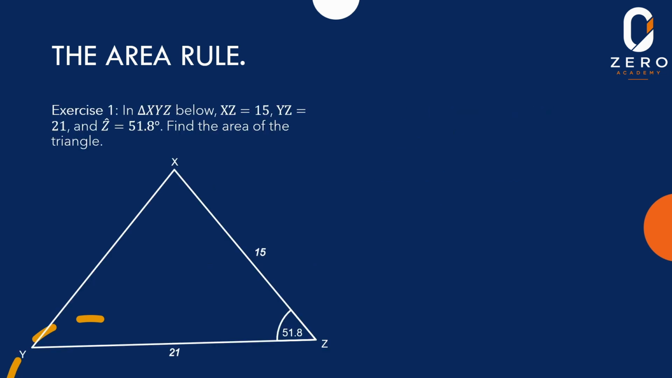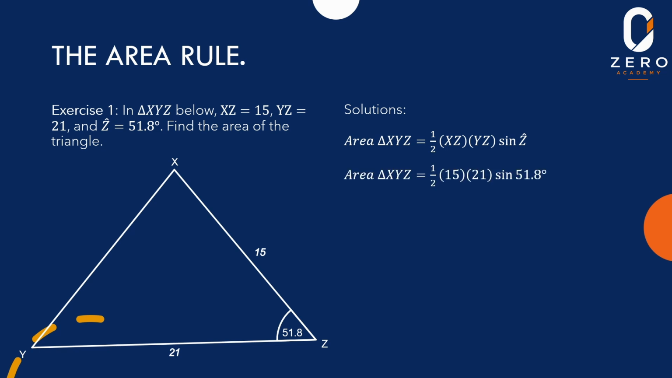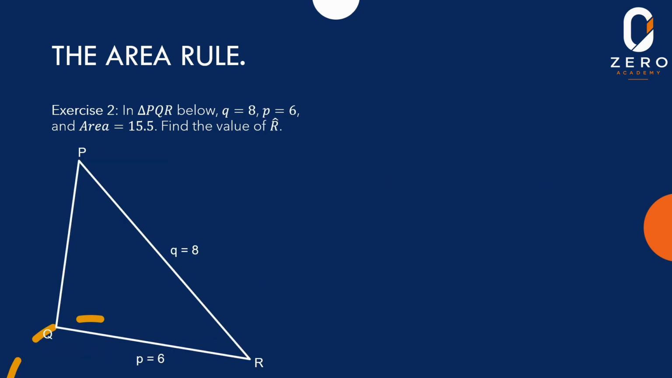Now, let's take a look at an example. Exercise 1. In triangle XYZ below, XZ is equal to 15, YZ is equal to 21, and angle Z is equal to 51.8 degrees. Find the area of the triangle. I'm going to say area of triangle XYZ is equal to 1 over 2 XZ multiplied by YZ multiplied by the sine of the angle in between them, which is angle Z in this case. Substituting in my values, I get area of triangle XYZ is equal to 1 over 2 times 15 multiplied by 21 multiplied by the sine of 51.8 degrees, and that will give me an area value of 123.77.